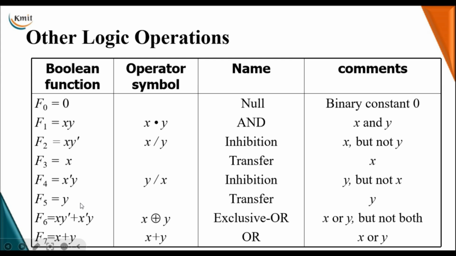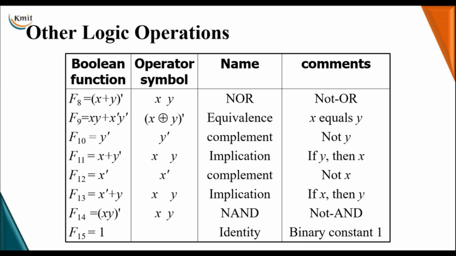F7 is a simple OR operation between x and y. F8 is a NOR operation. F9 is an exclusive NOR operation, and F10 is the complement of y. F11 is an OR operation between x and the complement of y. F12 is the complement of the first variable, which is x bar. F13 is an OR operation between the complemented first variable and the second variable. F14 is a NAND operation. F15 is the binary logical one.